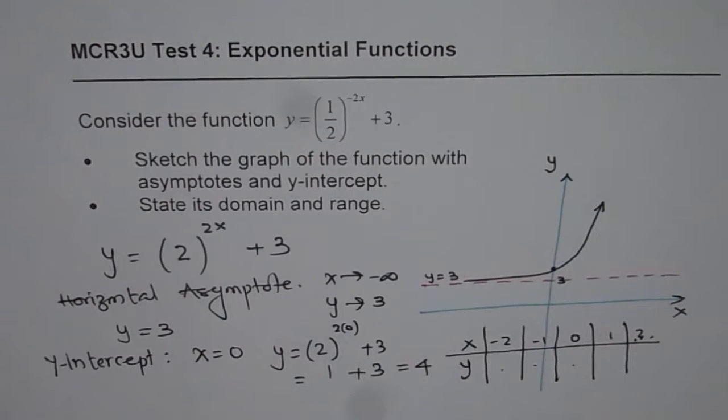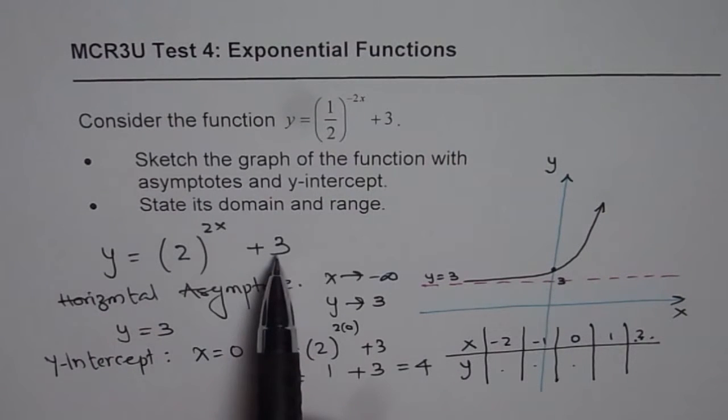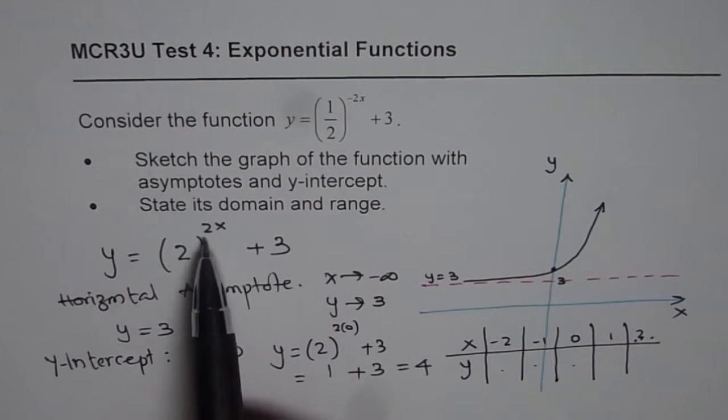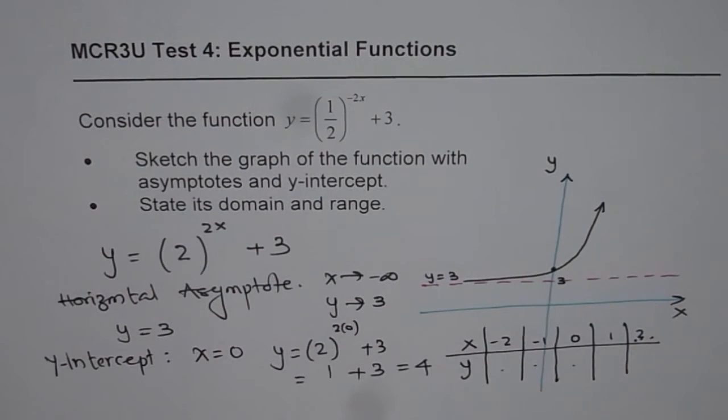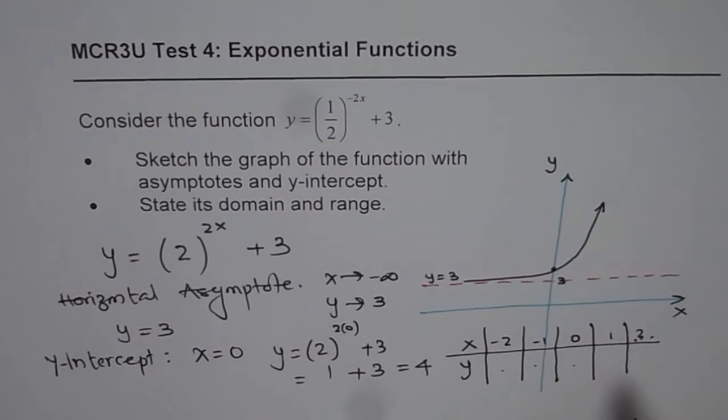So to describe this graph, it has a horizontal asymptote at y equals 3, and it has been horizontally compressed by a factor of half, right? Horizontally compressed by a factor of half, and that is how it is going to look, right? So you can take some values and plug them in. That is how you'll get a fairly accurate graph for this particular function. I hope that helps, right?